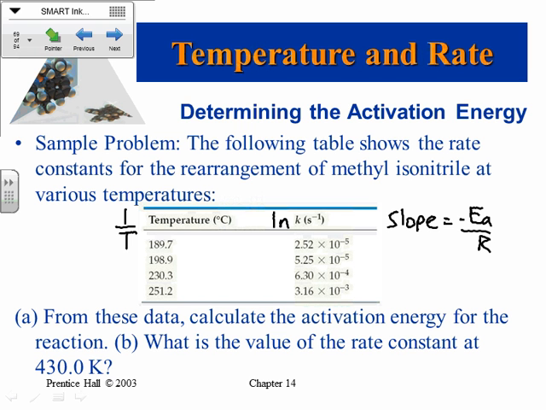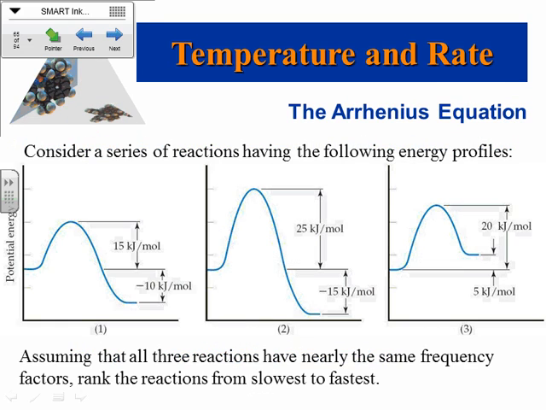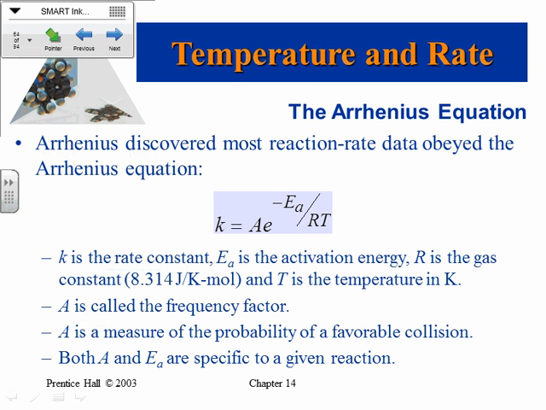So we'll do a lot of practice with those activation energy graphs, the ones that look like this. Actually, I skipped over this, and I kind of like it. Let's say that all three of these have the same frequency factors. A is a frequency factor in that equation, which I neglected to mention. It's the measure of the probability of a favorable collision. It's just based on how the molecules are oriented with one another. How probable is it that when they hit one another a reaction will actually occur? So they have to take that into account in the equation.